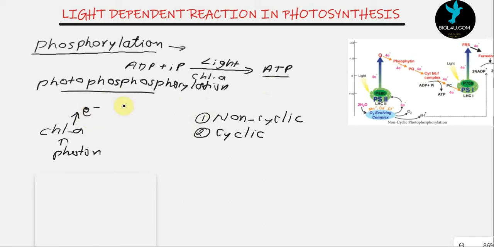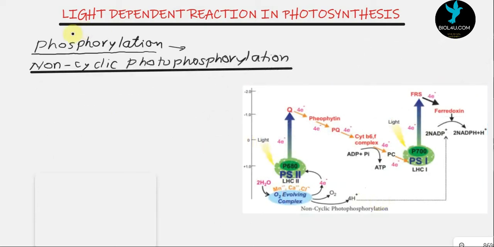and this energy is used for ATP formation. But this transfer of the electron from carrier to carrier happens by two methods, the non-cyclic method and the cyclic method. Okay, so let us explain the non-cyclic method and the cyclic method. Let us follow the non-cyclic method first, then we can explain the cyclic method. So let us explain first non-cyclic photophosphorylation.